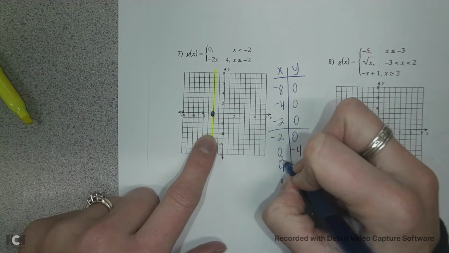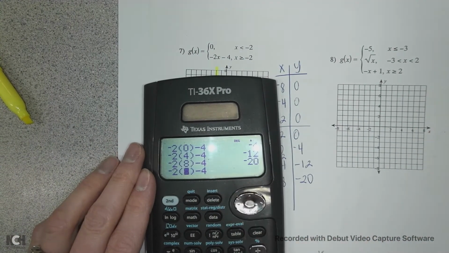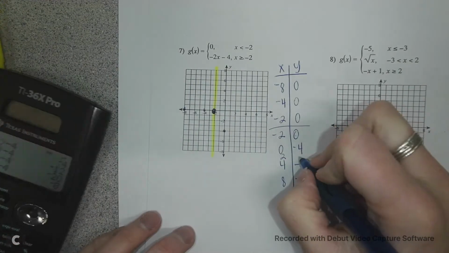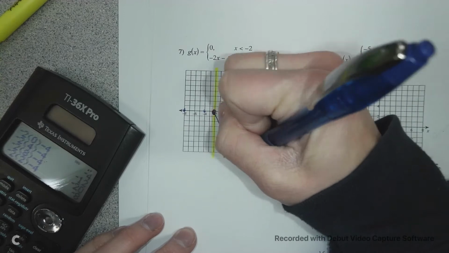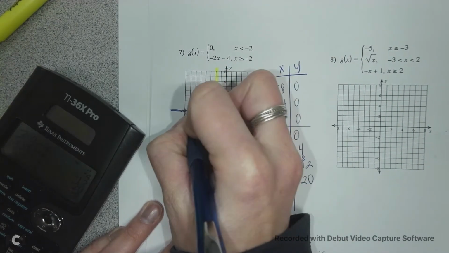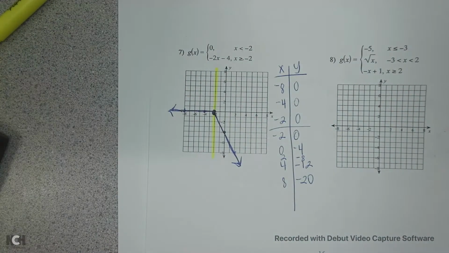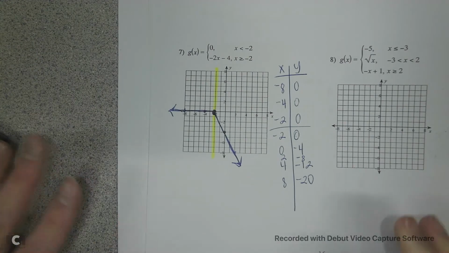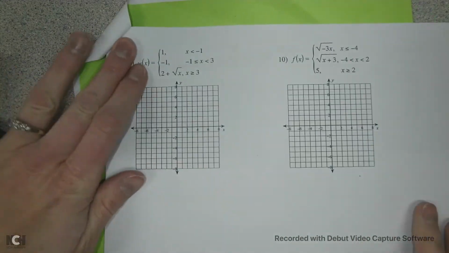Let's sneak another one in here. 2, -8. Okay, so like this. And then like this. There's that guy. So pretty.